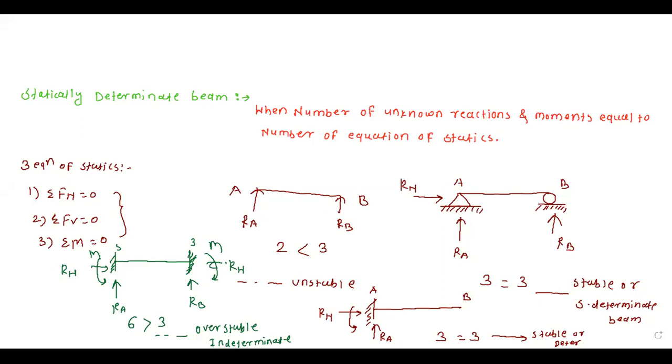Okay, from this slide, you have to remember that if the number of unknown reactions and moments is equal to the number of equations of statics, then this beam is a determinate beam. If the number of unknown reactions is greater than the number of equations of statics, then this beam is an indeterminate beam. And how many equations of statics are there? There are 3 equations of statics: summation of horizontal forces equal to 0, summation of vertical forces equal to 0, and summation of moments equal to 0.